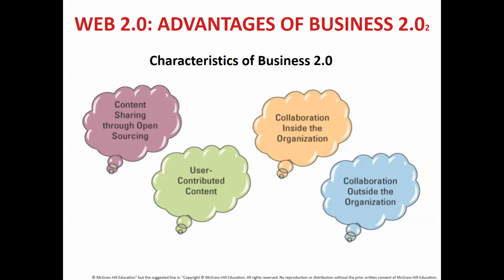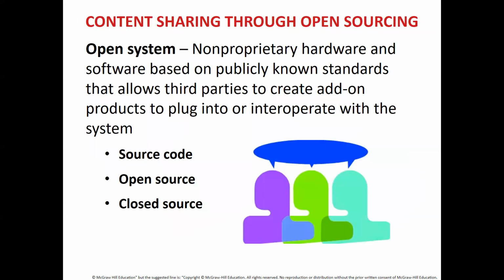After listening to these advantages, what we can conclude is that the characteristics of Web 2.0 is generally divided into 4 categories, and these include content sharing through open sourcing, user-contributed content, collaboration inside the organization, and collaboration outside the organization. So let's have a look at these and the contents within these trends. First of all, we look at content sharing through open sourcing.